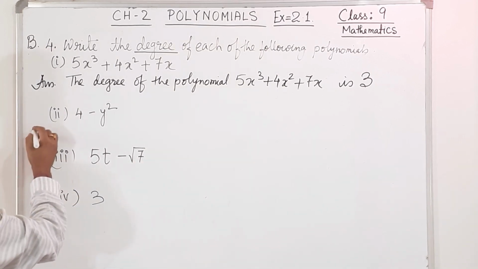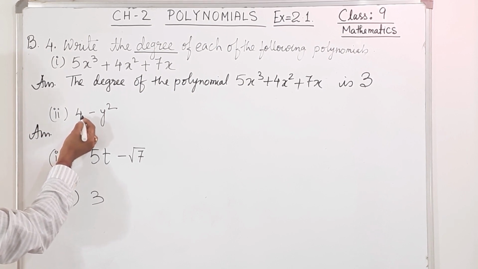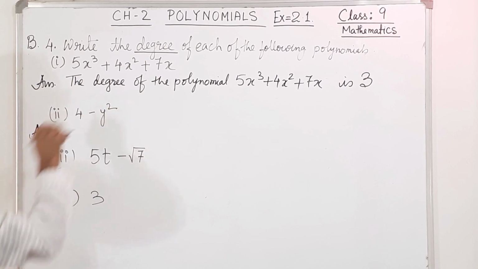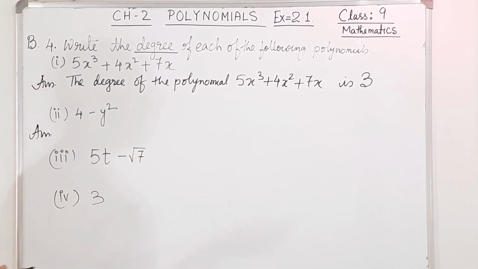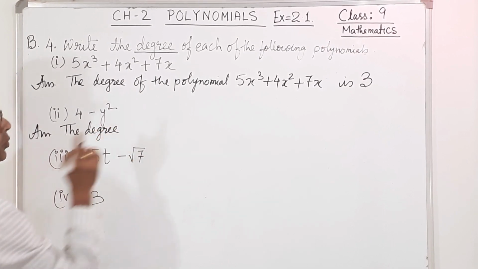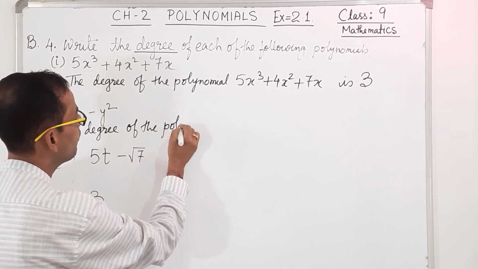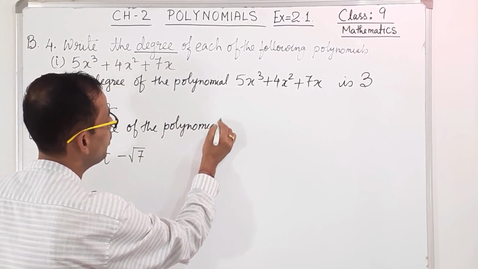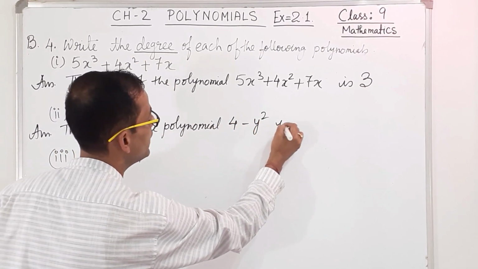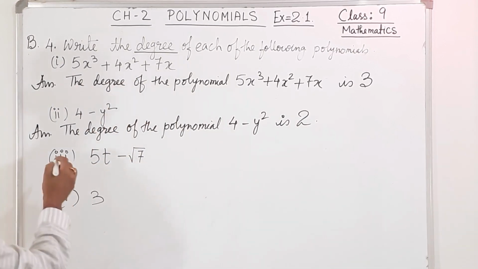Okay, then next one. Here see, 4 means here nothing is there, y is there but y to the power 0, and this is y to the power 2. So 2 is the highest power. So the degree, you have to find out the highest one. The degree of the polynomial 4 minus y square is 2. Clear?